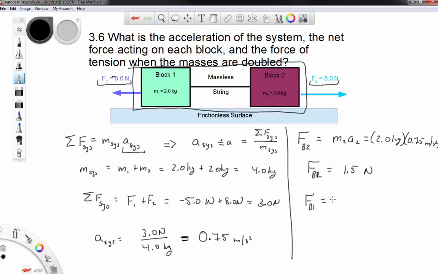And you're going to find that the same thing is true for block number 1. Force net for block number 1 is mass 1, acceleration 1. So that is going to be 2.0 kilograms times, again, 0.75 meters per second squared. So we should get the same number. Force on block 1 is 1.5 newtons. So the net force in both cases is 1.5 newtons.